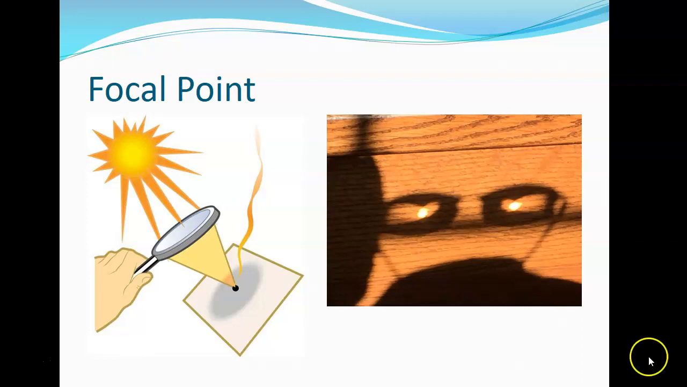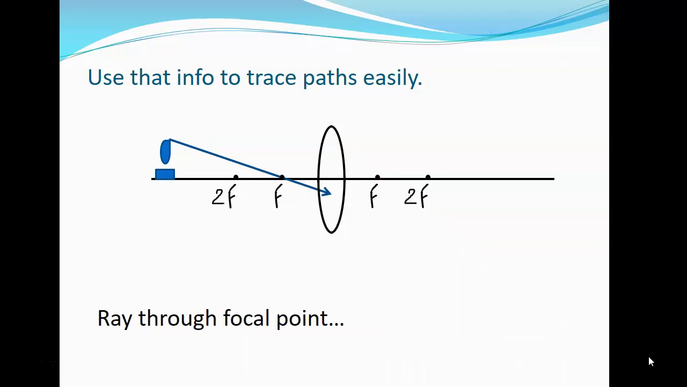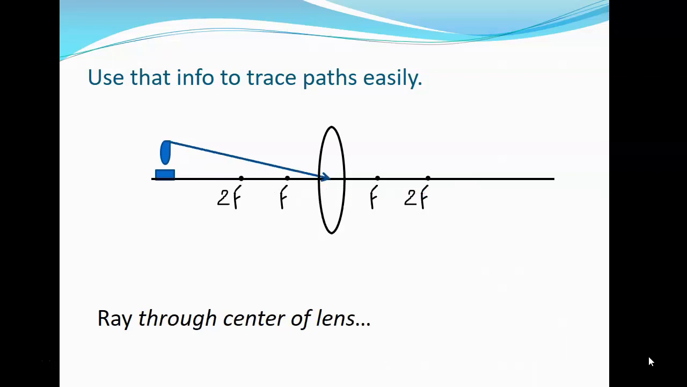That focal point is where you'd put the paper if you wanted to burn it with a magnifying glass. So we're going to use that idea that parallel light rays get refracted through the focal point, similar to the way we used that idea before with mirrors. So a light ray coming in parallel to the principal axis gets refracted through the focal point. A light ray that goes through the focal point, now notice it's the focal point on the left side of the lens, is going to get refracted parallel to the principal axis.